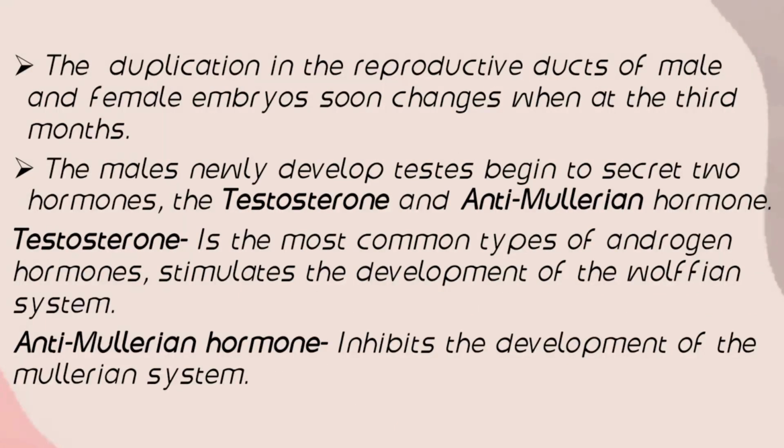The duplication in the reproductive ducts of male and female embryos soon changes in the third month. The male's newly developed testes begin to secrete two hormones, testosterone and Müllerian inhibiting hormone. Testosterone is the most common type of androgen hormone and stimulates the development of the Wolffian system.